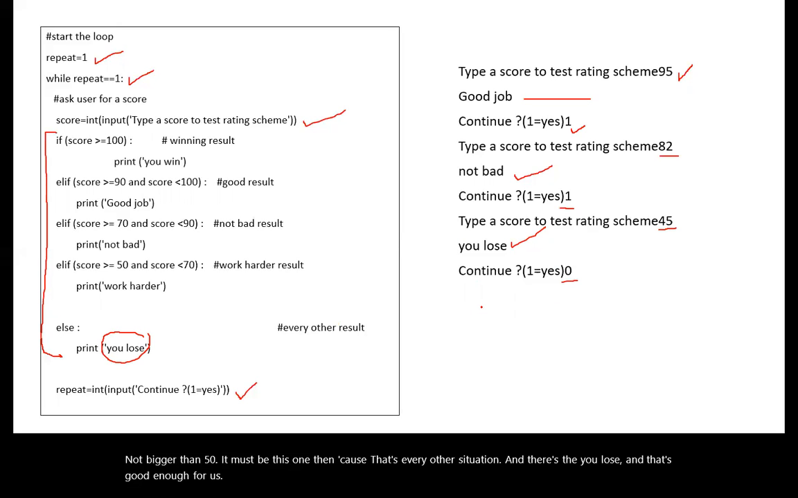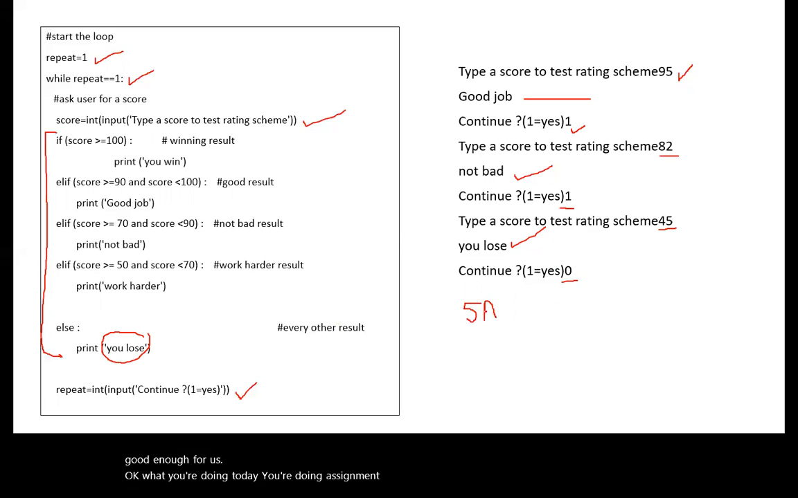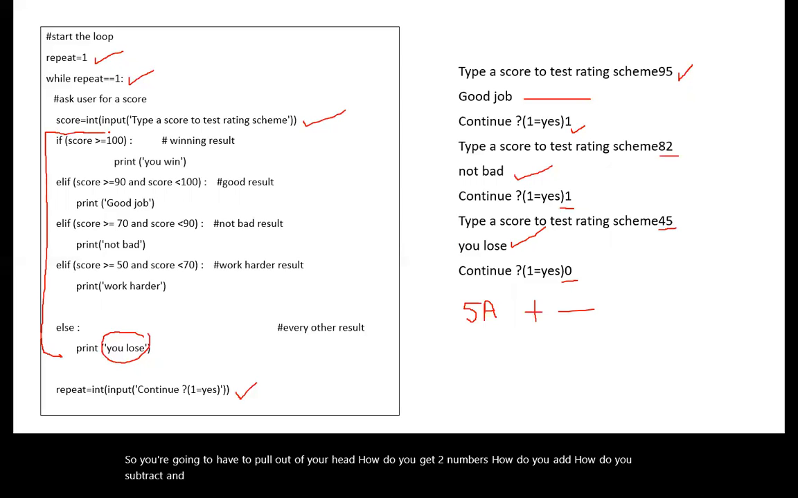Okay, what you're doing today, you're doing assignment 5A. Your job is to write a program that will allow the user to add or subtract two numbers. What's that got to do with this? Not much. So you're going to have to pull out of your head, how do you get two numbers? How do you add? How do you subtract? And then add a little if statement.